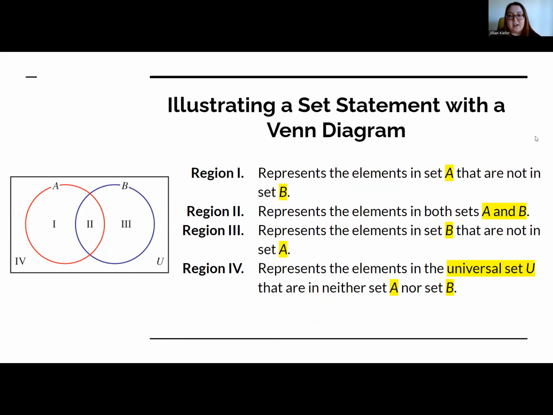So let's go ahead and look at our description of our regions. Region one represents the elements in A that are not in B. Region two is in both A and B. Region three is what is in B and not A. And region four is all the elements in the universal set that are not in A or B. So here we have the description of those regions that I described on the previous slide.